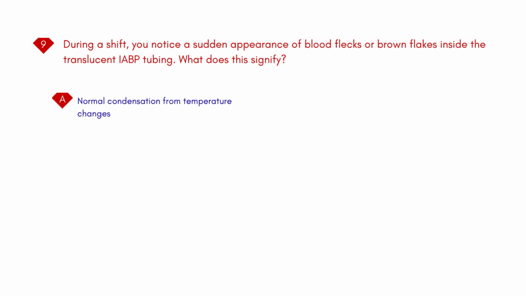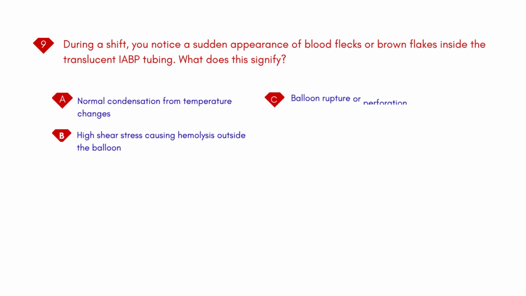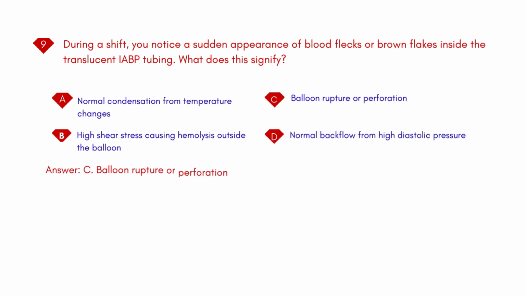Normal condensation from temperature changes. B. High shear stress causing hemolysis outside the balloon. C. Balloon rupture or perforation. D. Normal backflow from high diastolic pressure. Answer: C. Balloon rupture or perforation.